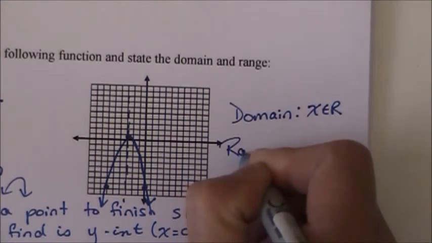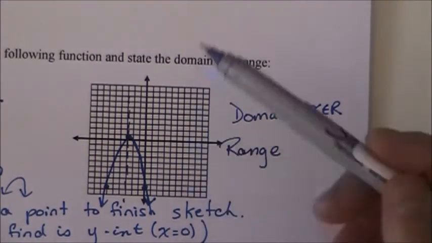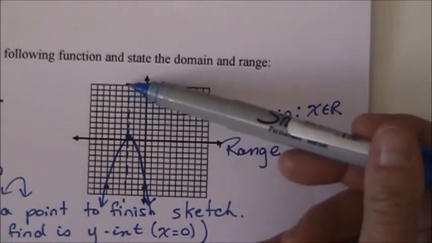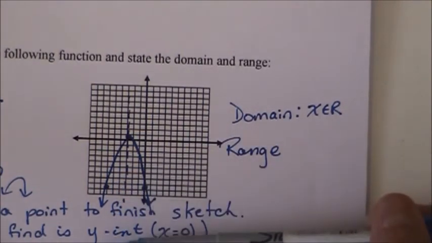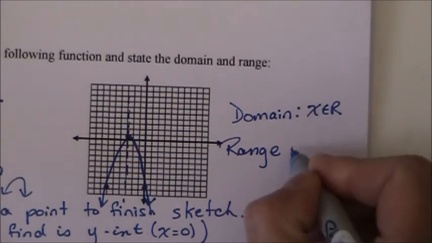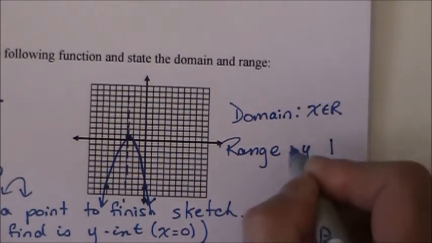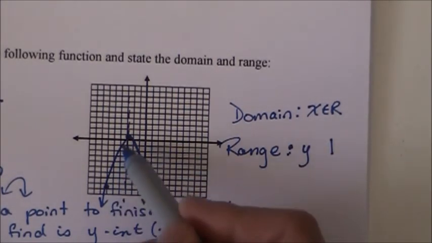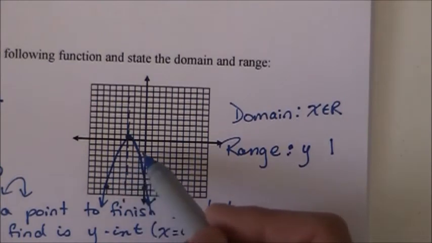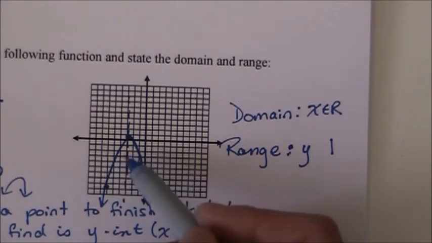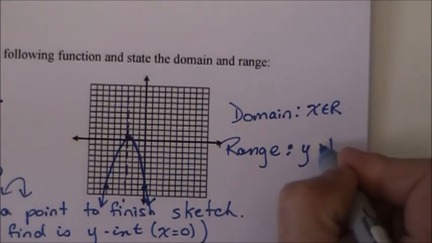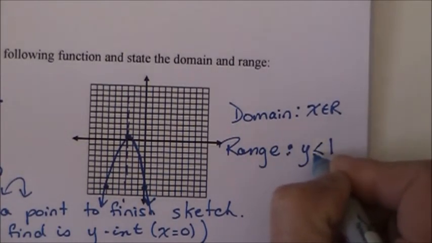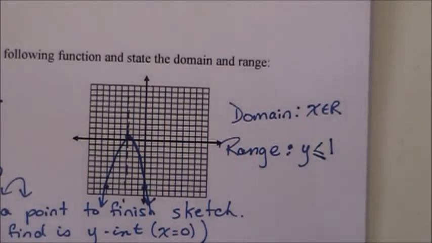And then for our range, there are no points above 1. So 1 is our spot. The graph does keep going down and continues to go down. So we're looking at y and 1. Because any of the values on the points on the graph are smaller than 1, that would mean that y is smaller than 1. And because we have our vertex at 1, we have y smaller than or equal to 1.